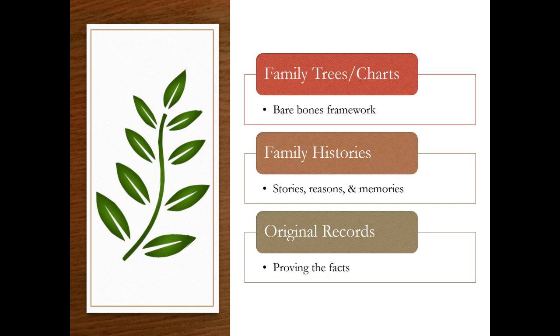And then the final one you're going to come across, these are going to be the original records. These are going to be the things that were written down at the time. So when they had a baby born and they wrote down so and so was born and the date in their family Bible, that would be an original record. So these are the things that can actually be used to prove information.